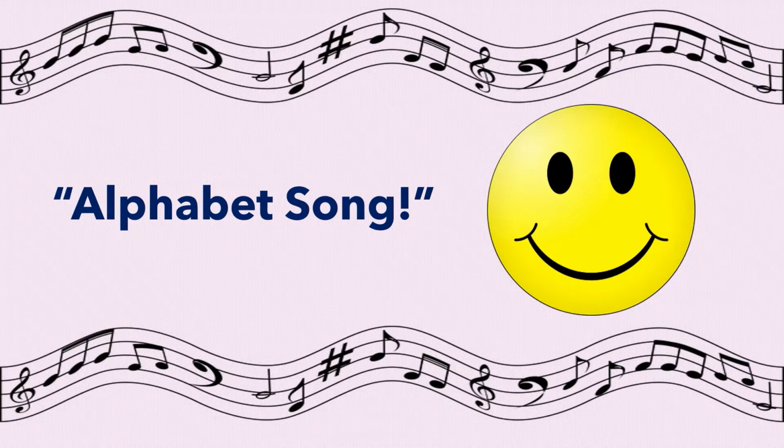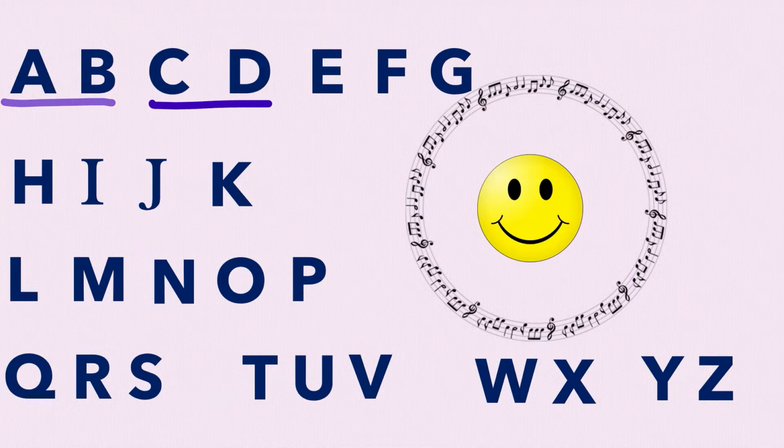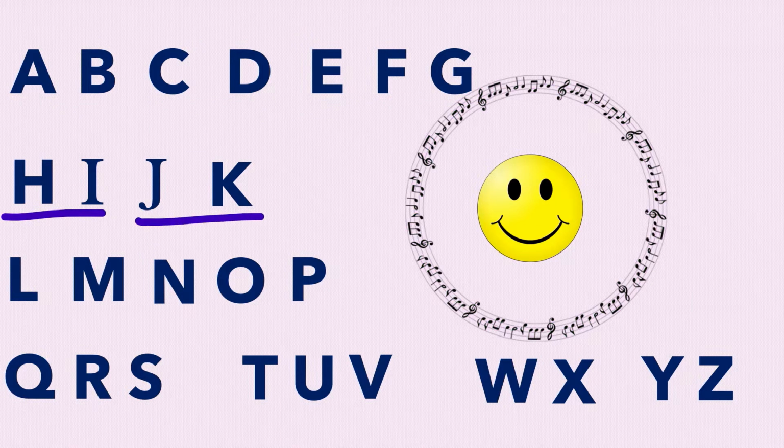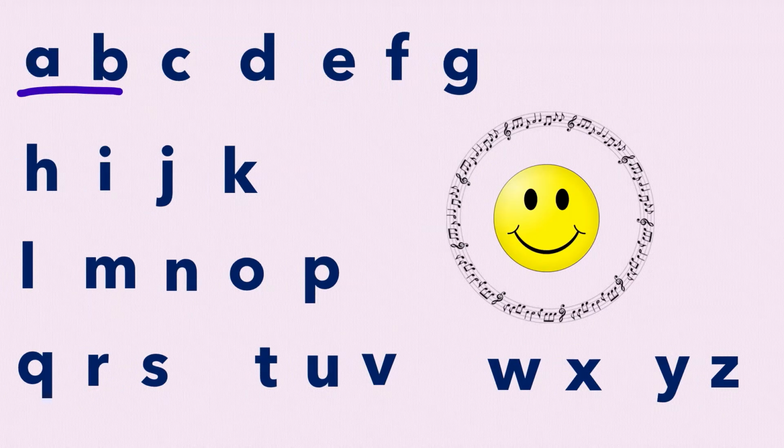And now we're going to sing the alphabet song. First with the uppercase letters, then with the lowercase letters. A, B, C, D, E, F, G, H, I, J, K, L, M, N, O, P, Q, R, S, T, U, V, W, X, Y, and Z. Now I know my ABCs. Next time won't you sing with me? A, B, C, D, E, F, G, H, I, J, K, L, M, N, O, P, Q, R, S, T, U, V, W, X, Y, and Z. Now I know my ABCs. Next time won't you sing with me?